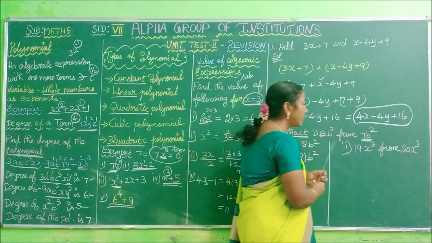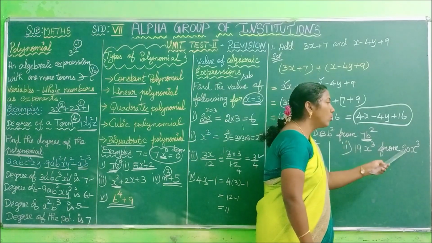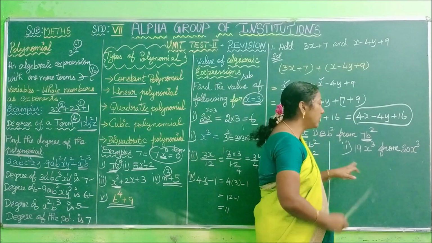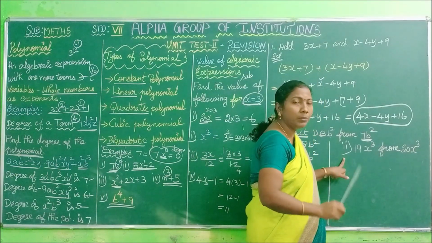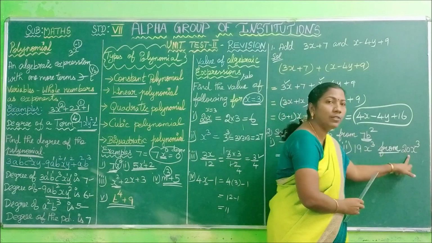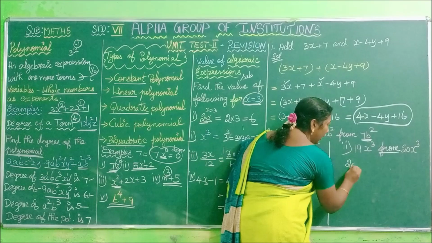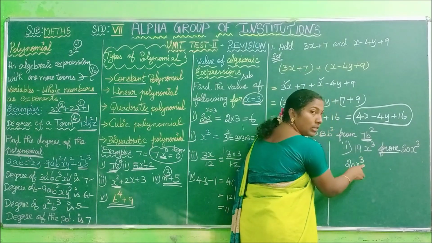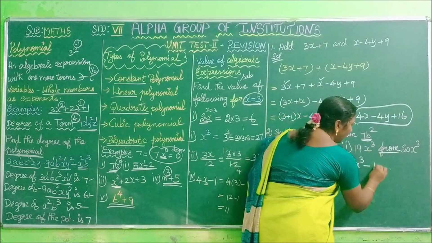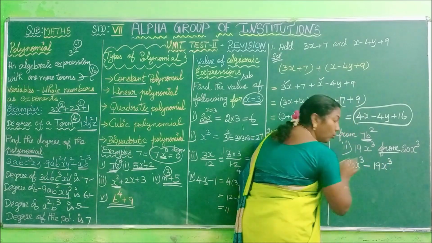See here. You have to subtract 19x cube from 20x cube. The first term you have to write is the term that comes after the word from. After the word from we have which term? 20x cube. So first you have to write 20x cube. And then here you have to put the symbol minus and write the next term 19x cube. How can you subtract the two like terms?